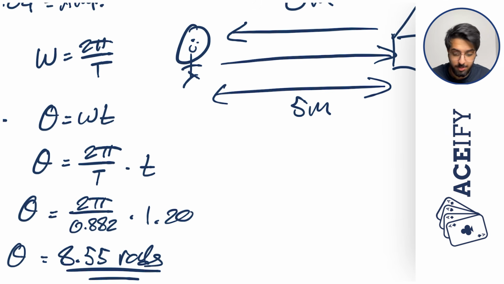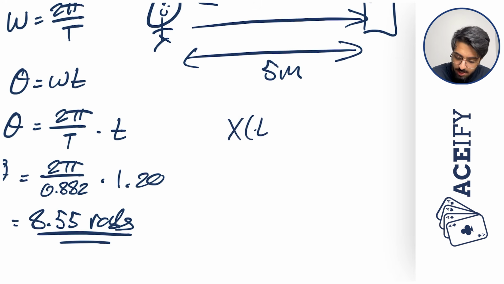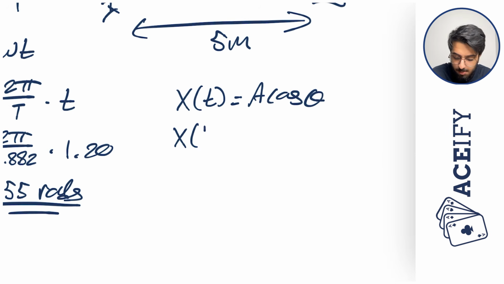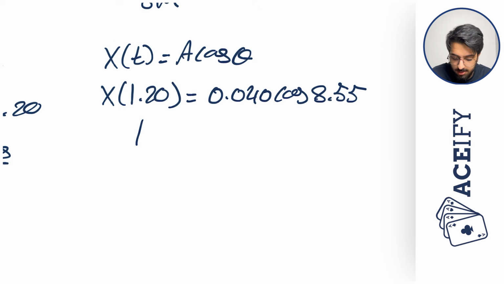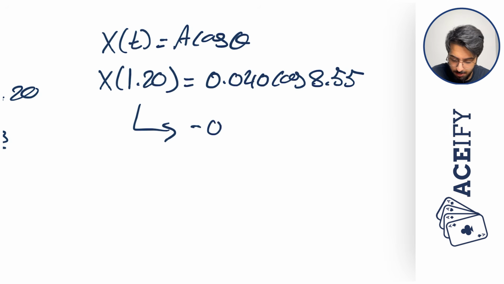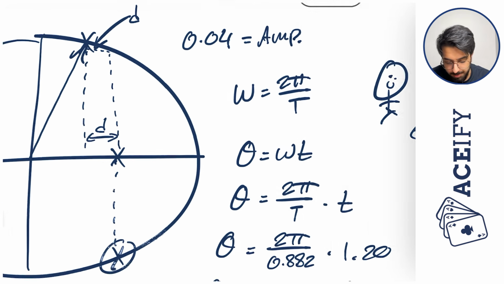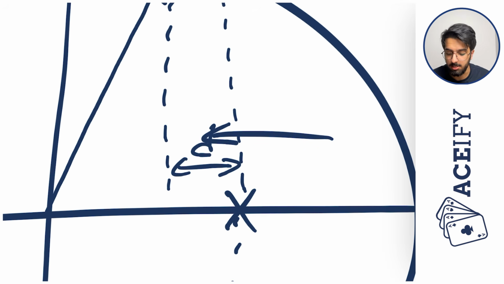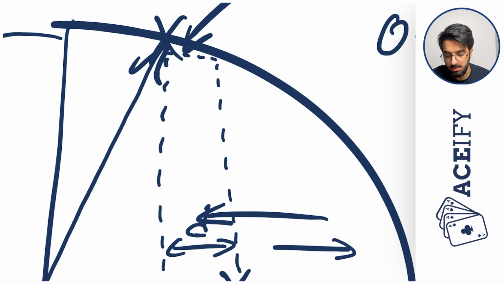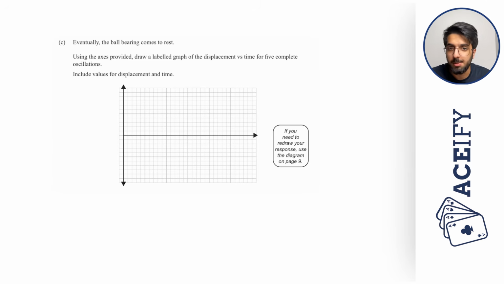Now, because we have started from max displacement, our x of t is going to be A cos theta, right? And so our displacement at time 1.2 seconds is equal to 0.04, that's our amplitude, cos 8.55, and therefore this gives us a displacement of negative 0.0256 meters. There we go. And again, the negative, because we're talking about displacement, is basically saying it just moved this way rather than this way, okay? Which we can see it has. So, all good.